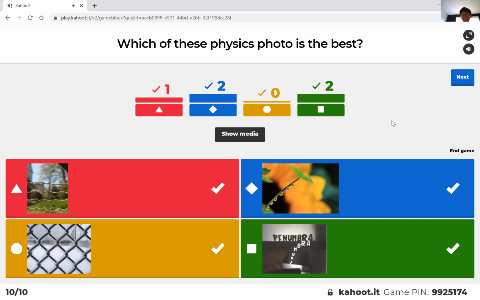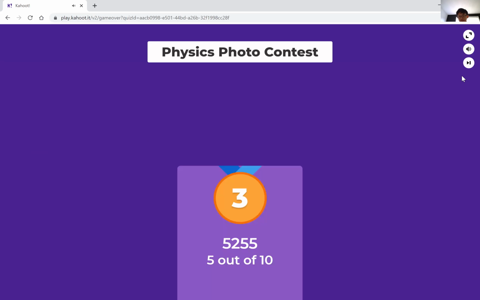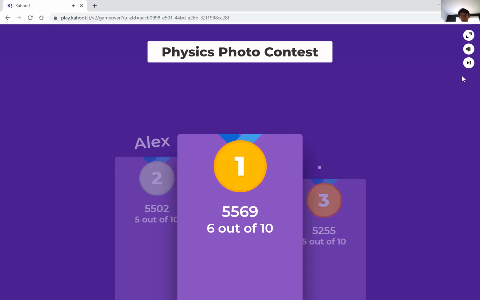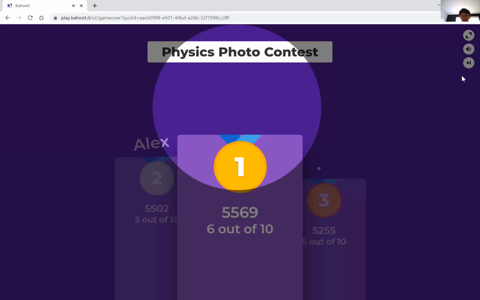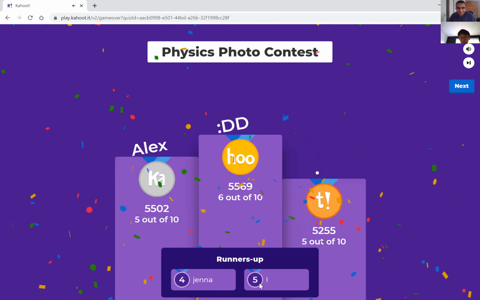Nice. No one likes the third one. I think it's pretty cool. So those are all images from the physics photo contest. Hopefully that gets you excited and gives you some inspiration.